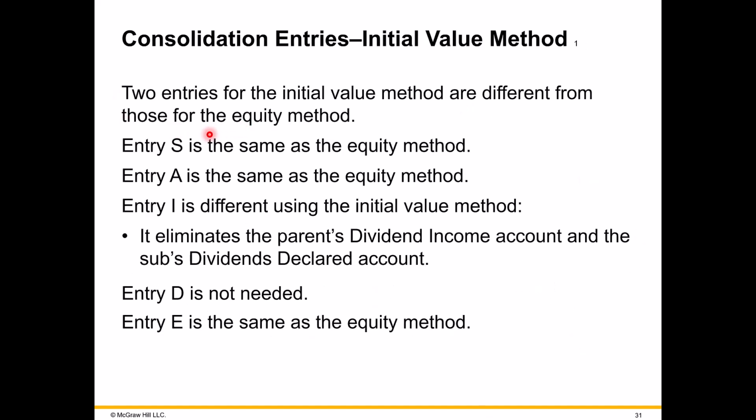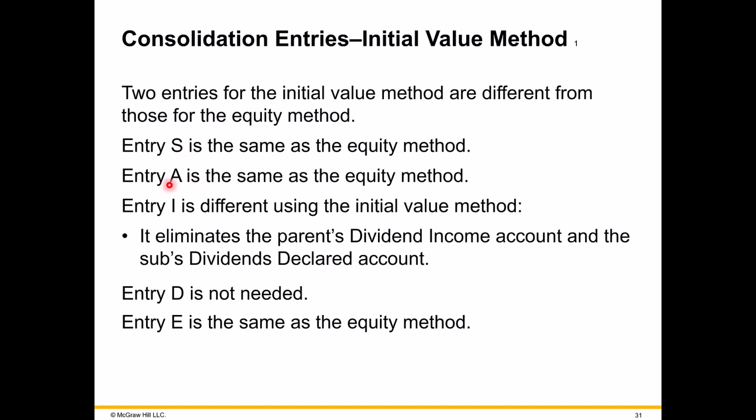So the same journal entries, or the same adjusting entries or consolidation entries. The S entry to get rid of the stockholders' equity of the sub is still the same as before. Again, we're looking now at the initial value method. Even the partial equity method, same thing as the equity method. We get rid of the capital stock, additional paid in capital of the sub, and the beginning retained earnings of the sub, which could be different under the three different methods, but you still zero out that beginning retained earnings.